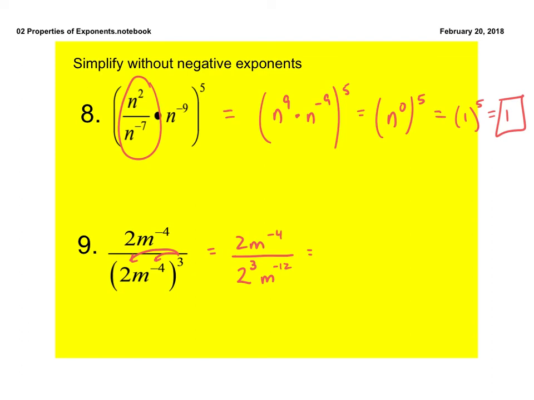Okay, so as we look at this, I have 2 divided by 2 to the third. Now this is really just 2 to the first right here. So if I take 2 to the first divided by 2 to the third, I would subtract the powers and I would get 2 to the negative second. And then you got to be careful, it's m to the negative fourth divided by m to the negative 12th. Negative 4 plus 12 is positive 8. And so my final answer is m to the 8th divided by 2 to the second. And let me simplify it one step further. That would be just m to the 8th divided by 4.